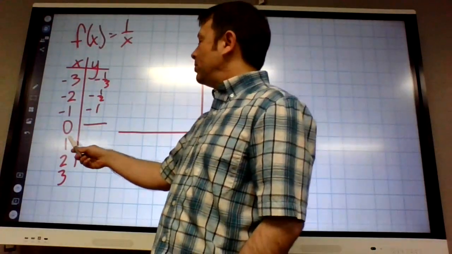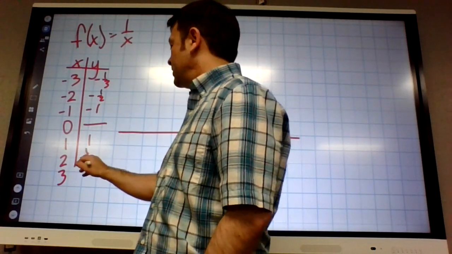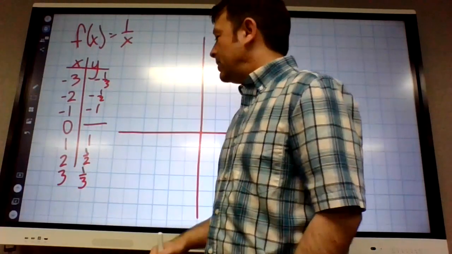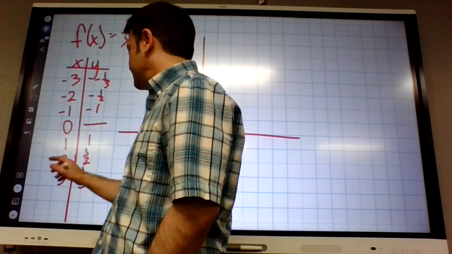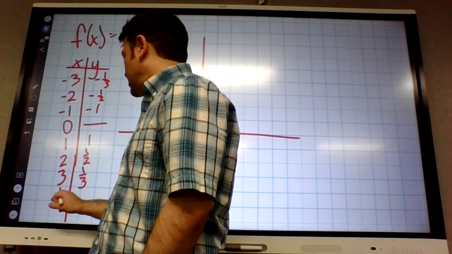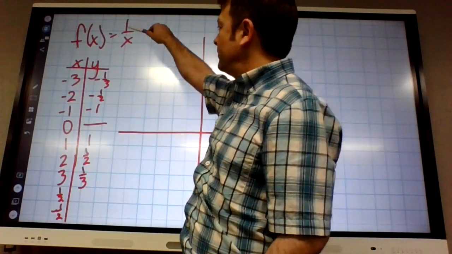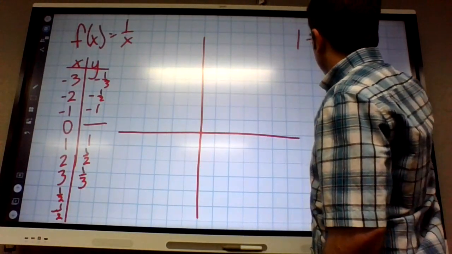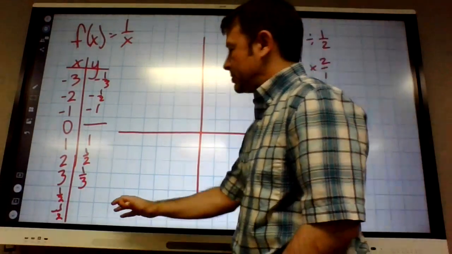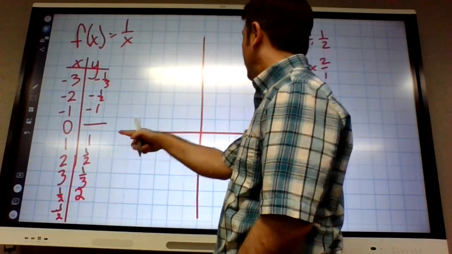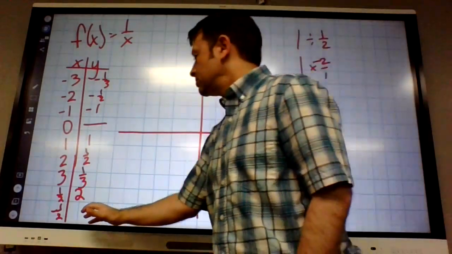If I plug in 1, it's 1. If I plug in 2, it's 1/2, then 1/3. Let's plug in 1/2. 1 divided by 1/2 is 1 times 2, so it's actually going to be 2. If I plug in negative 1/2, it's just going to be negative 2.